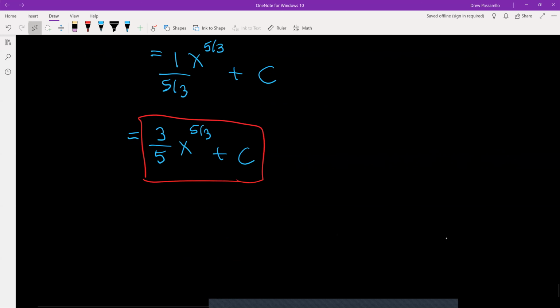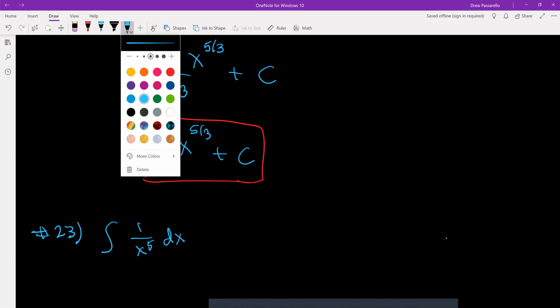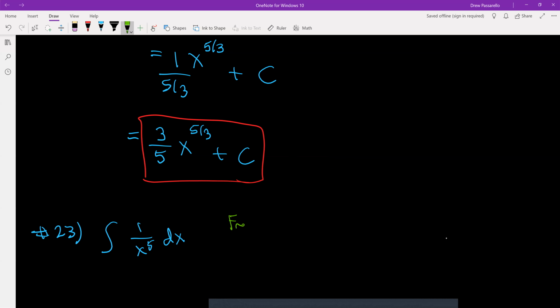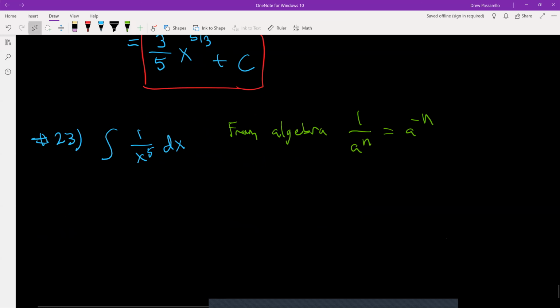So number 23, integrating 1 over x to the 5th dx. I'm going to have to rewrite this one also because x is in the denominator. But we know from algebra that anytime you have 1 over, let's say, a to the n, that's equivalent to a to the negative n. So I can rewrite this as x to the negative 5th.